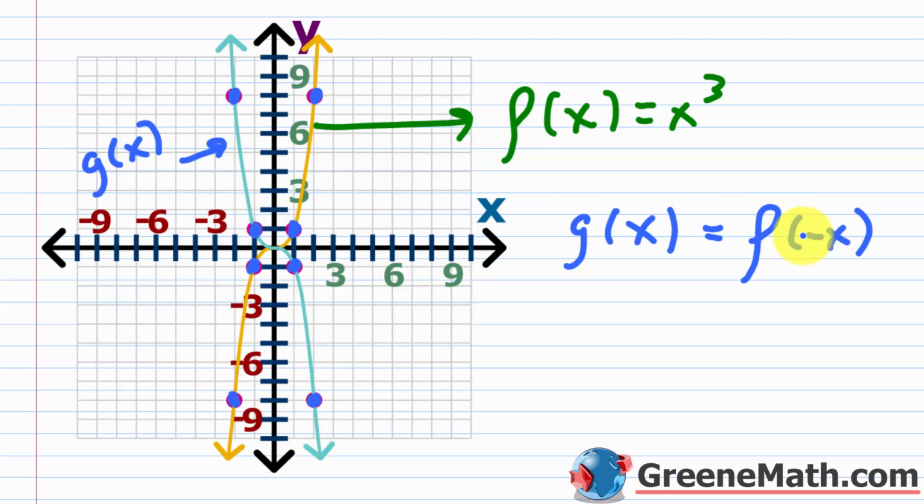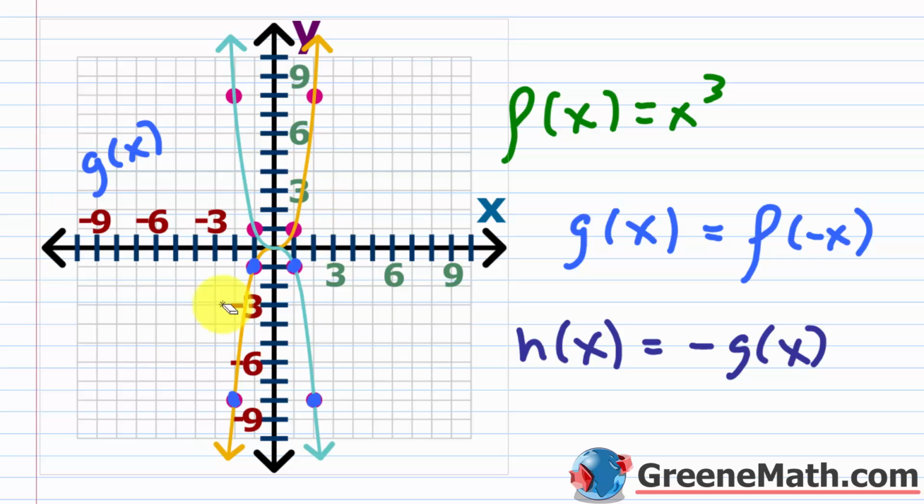Now, let me further confuse you. Let's say that we had h of x, which was equal to the negative of g of x. What would this be? If I want to graph the negative of g of x, well, then I just take g of x and I reflect it across the x-axis. Well, if we do that, what's going to happen? Let me erase all this and let me draw that line back. Well, now I'm starting with the blue graph and I'm reflecting across the x-axis.